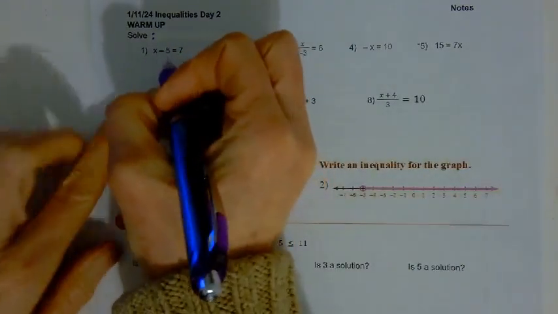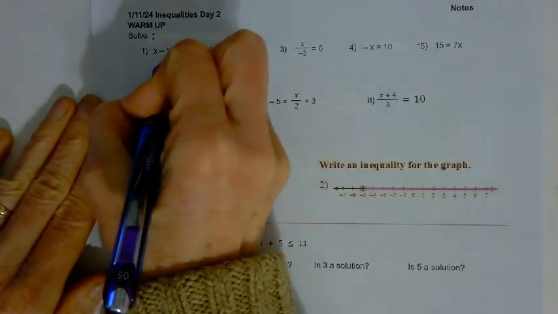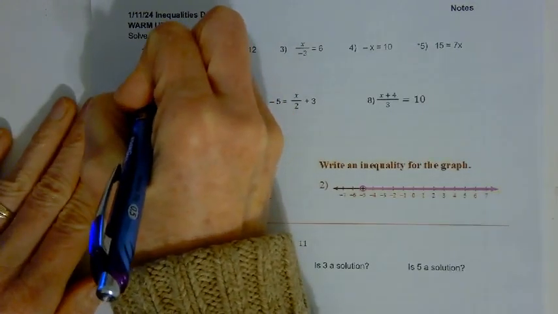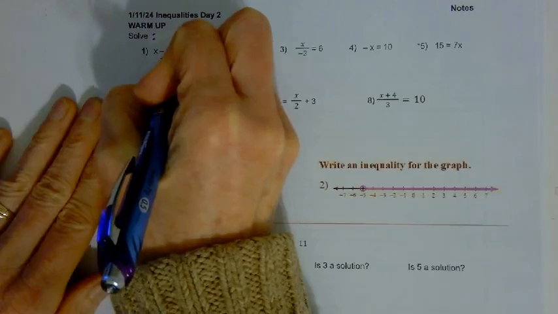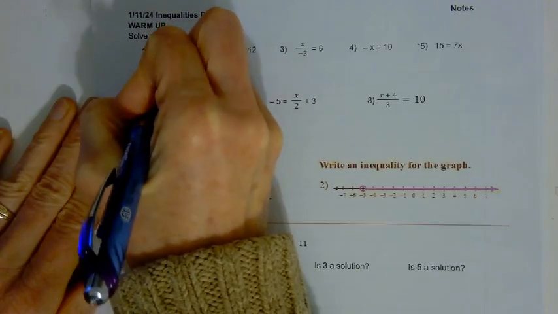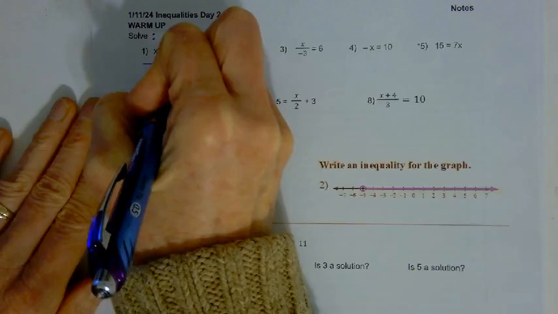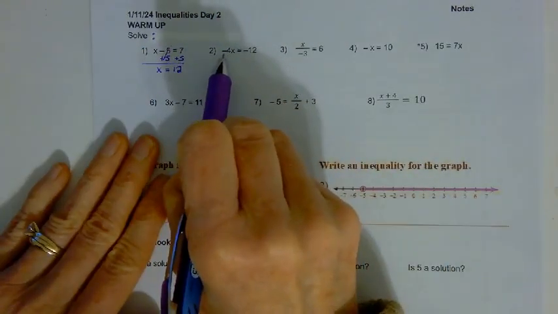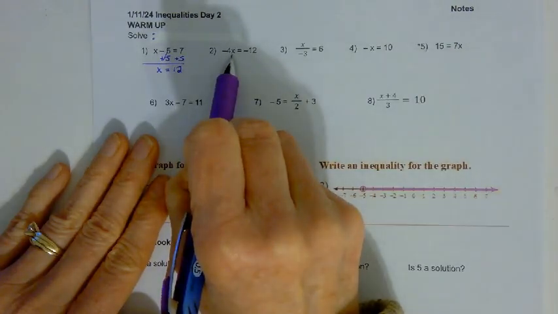Number 1. We have x minus 5. Well, this is a minus 5, so remember to solve we have to add 5 to both sides. And that gives us x equals 12. And we're done. Now here we're multiplying negative 4 times x.